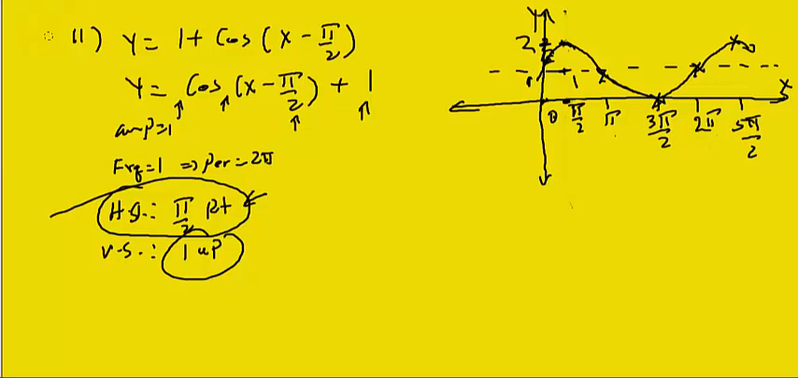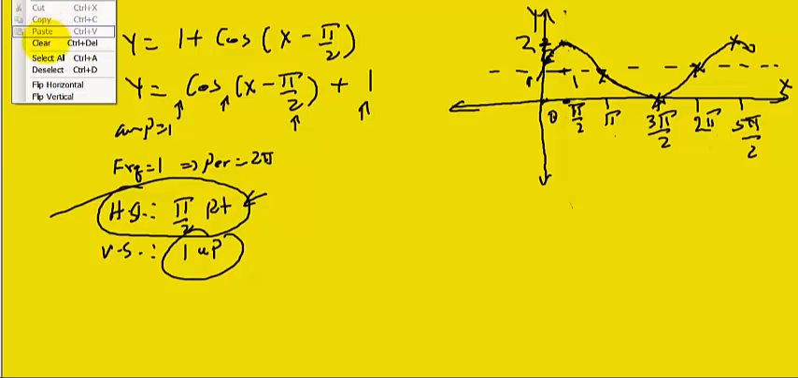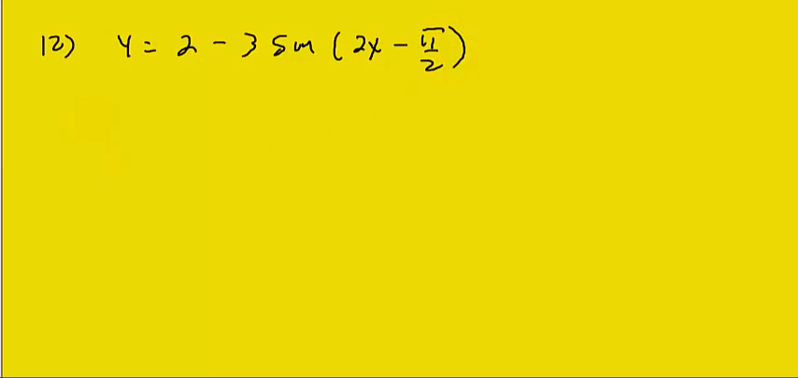Alright, 12. Number 12. Okay, I have y is equal to 2 minus 3 sine of 2x minus pi over 2. Alright, this is the hardest one because it has everything in it.